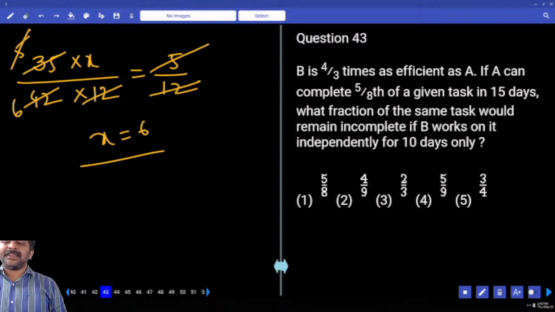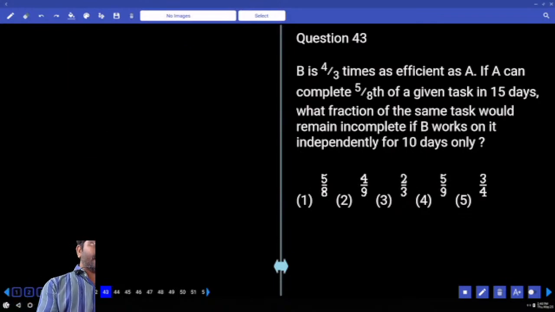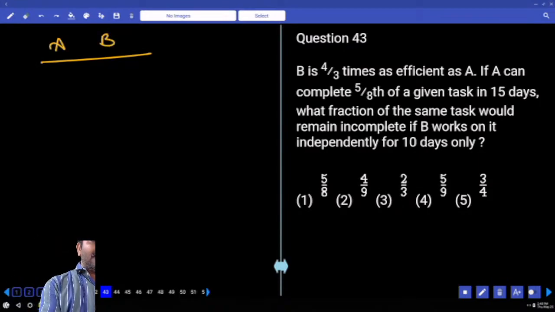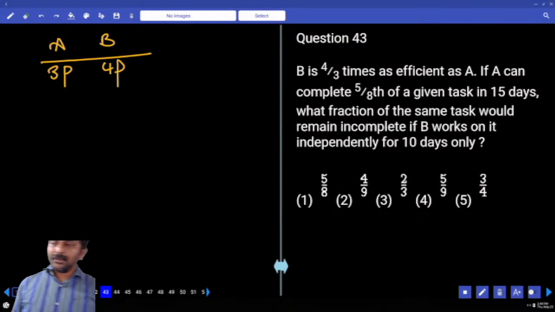B is 4 by 3 times as efficient as A. What is the denominator? 3. Does B depend on A or A depend on B? B depends on A. So I'll start with A as 3 parts, then B becomes 4 parts. Is this clear? Right, continue.